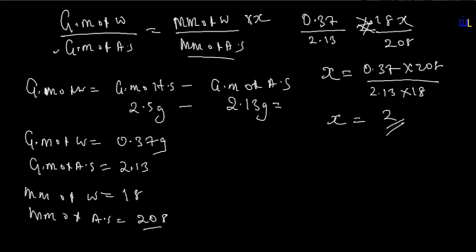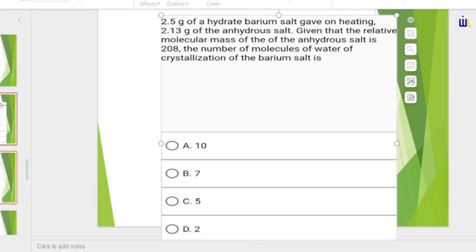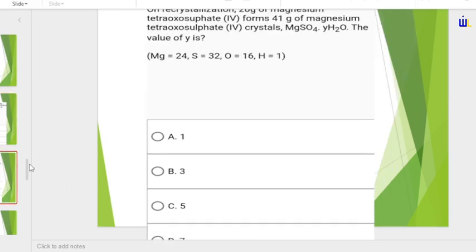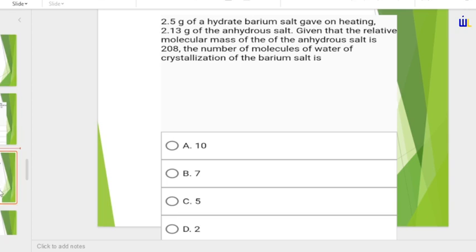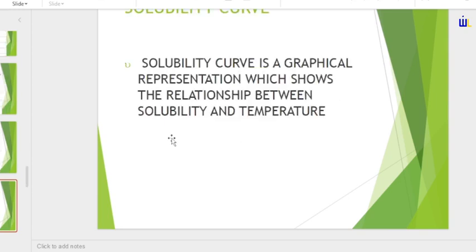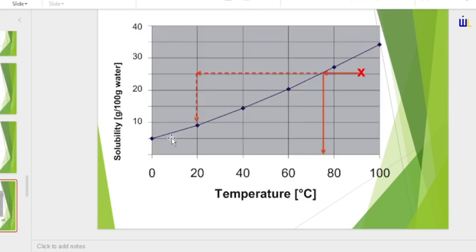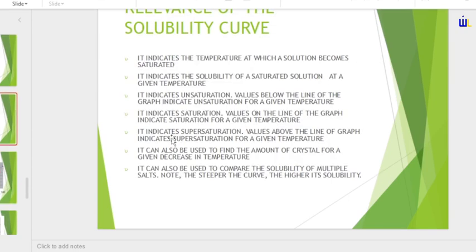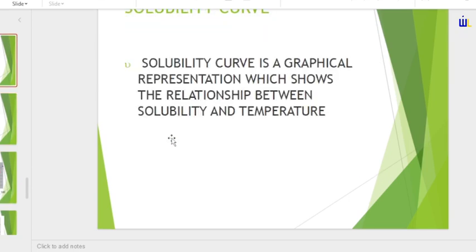Now, the next thing we are going to talk about quickly, before we get into what we have to discuss for today, is solubility curve. What did I say we need to talk about? Solubility curve. Now, I am just going to highlight some important things. The first important thing I'm going to talk about is that solubility curve is a graphical representation.